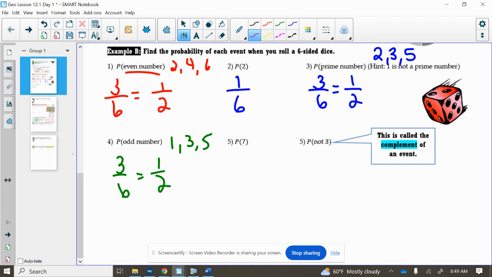The probability that we roll a 7 is 0 out of 6, because we only go up to the number 6. And then our last one, the probability that we roll a number that is not 3. Anytime we use the word not, we call that the complement. Well, 1 out of the 6 options is the number 3. So that means the other 5 out of 6 are not that. And to find the complement, think about the probability that it is going to work, and you do 1 minus that. So we do 1 minus 1/6 to get 5/6.